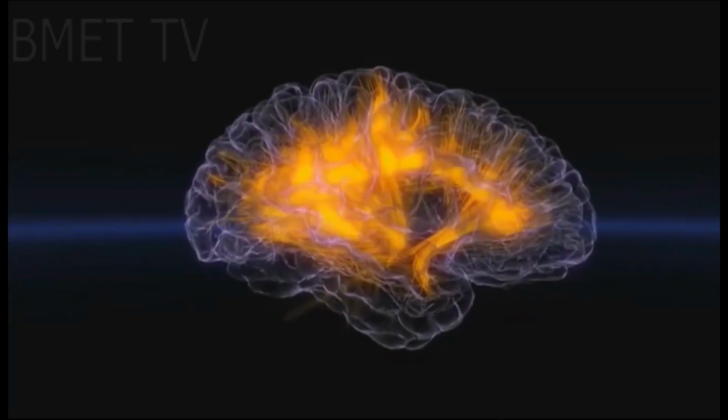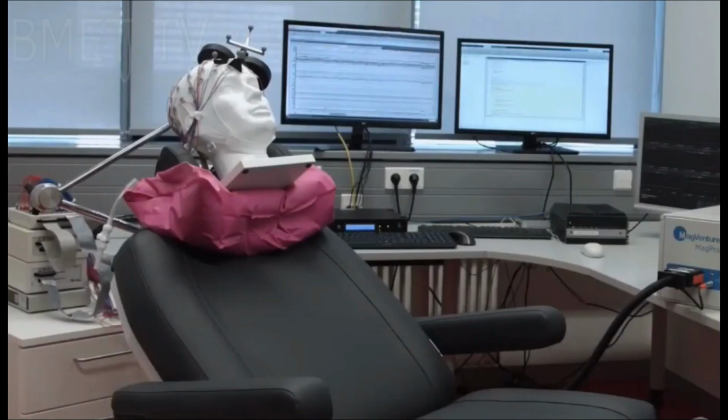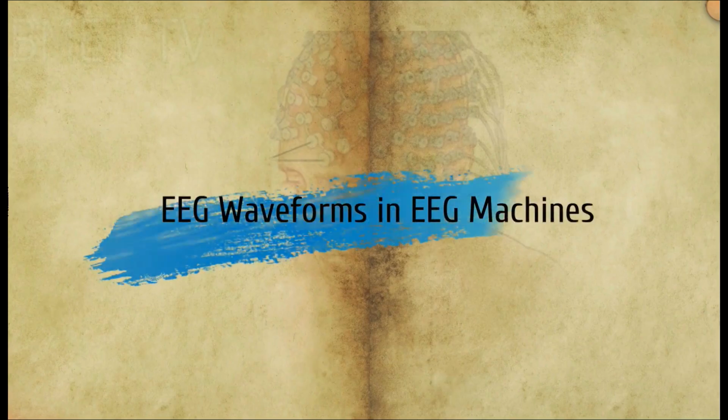In this video, we will look into the type of waveforms recorded in the EEG machine and components of EEG machines. I recommend if you've not seen the first part of this series, please first check that out and then resume to this video. Let's begin with types of EEG waveforms and EEG machines.